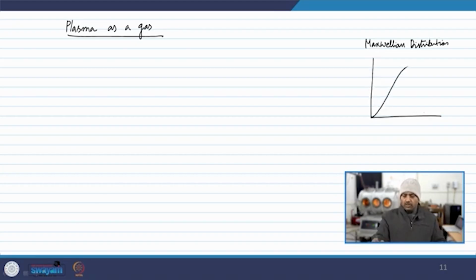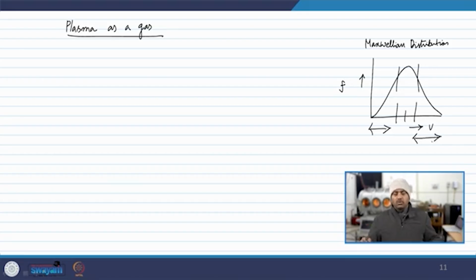So, then let us say it will look something like this, with velocity on this axis and the number of particles on the y-axis. What it says is that there will be a lot of particles which will have an average velocity. The smallest velocities will be possessed by some molecules, some particles, and the largest velocities will also be possessed by some, right.